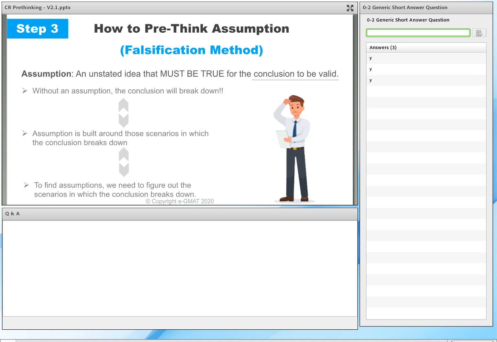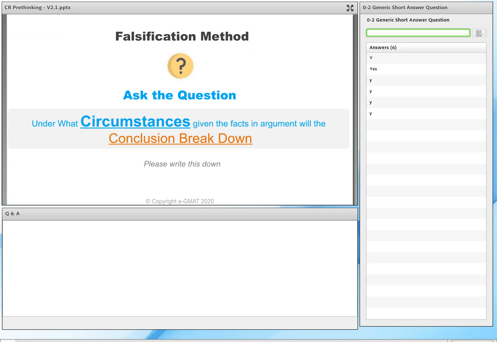right? So if you have to find an assumption, ask this question: in which scenario, given the information in the argument, does my conclusion break down? If you find those scenarios, all assumptions are saying is, hey, such scenarios are no longer possible. Okay. So that falsification question, this is the second thing that I'll ask you to write down. That is, under what circumstances, given the information in the argument, will my conclusion break down? Write this down. The first was the definition of an assumption. The second is this. If you remember these things, you'll be able to answer every question.